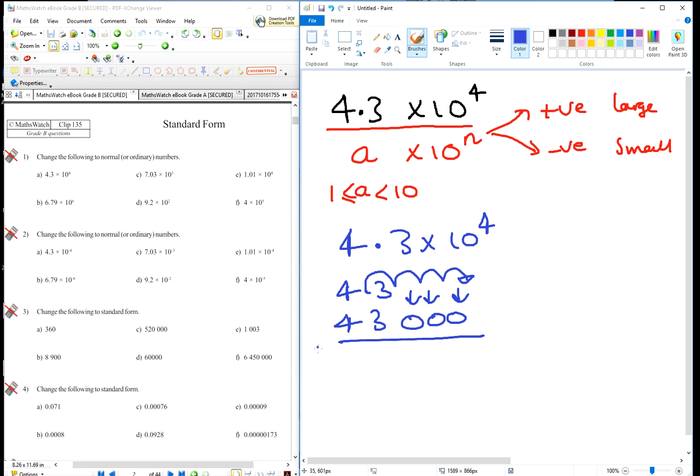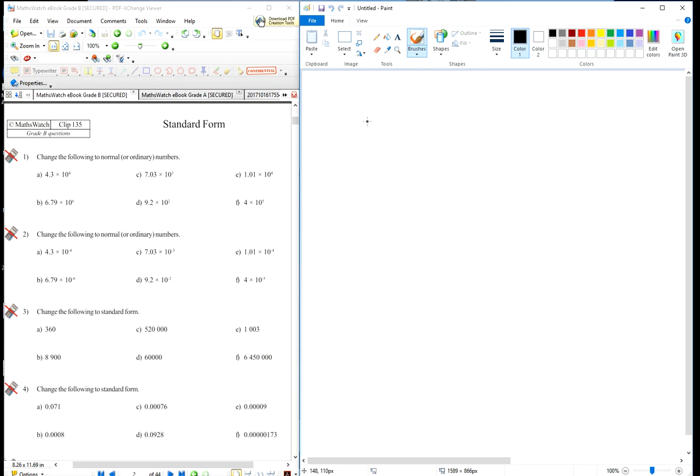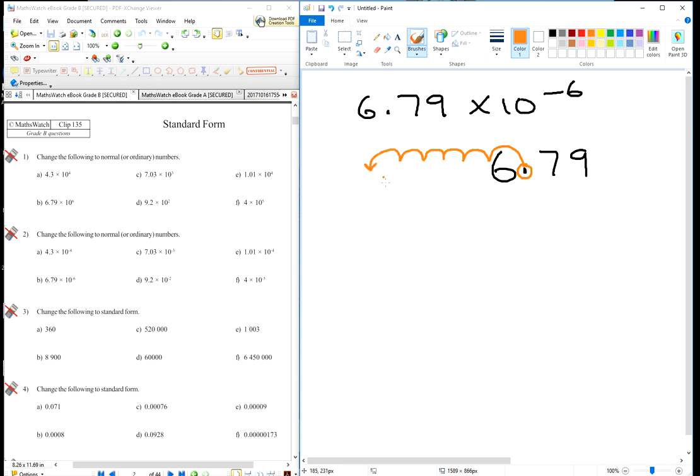Let's have a look at one of the negative ones for question 2A. So let's get some new space. So let's have a look at 6.79, which is question 2B. 6.79 from over here, times by 10 to the power of minus 6. So I'm going to write the 6.79. Actually, I want to offset 6.79 onto the right hand side because I need to move to the left hand side. So we grab the decimal point. Now 10 to the minus 6 is instructing us to do divided by 10, 6 times. So we get our decimal point, move back to the left 6 times. 1, 2, 3, 4, 5, and 6. And then we drop down the decimal point.